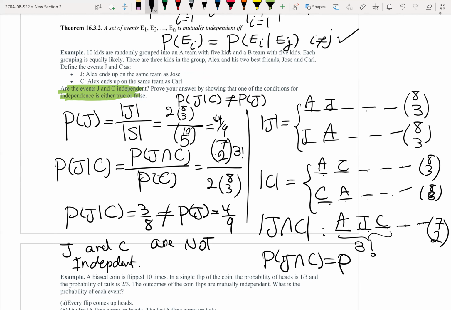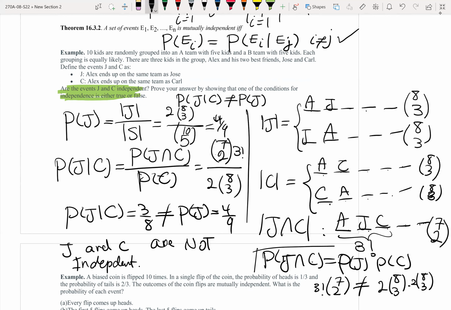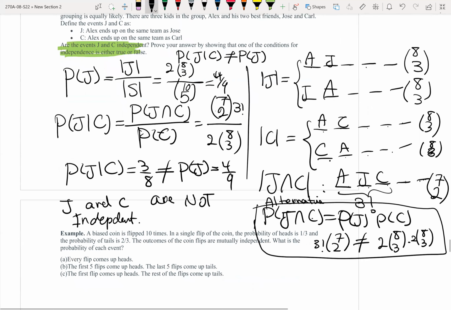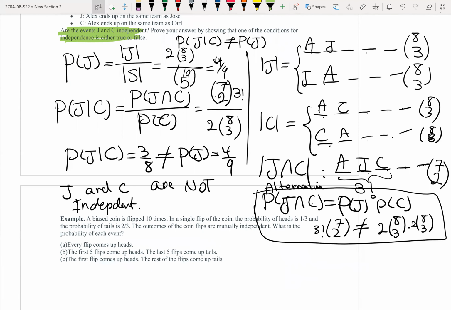But even if I use any other test, saying the probability of the intersection has to be the probability of the first one times the probability of the second one, that also fails, right? So probability of J intersected with C was 2 out of 7 and then 3 factorial, which is not the same as the product of 3 out of 8 for Jose and 3 out of 8 for Carl. It doesn't pass. That means they are not independent, because the probability of the intersection is not the product of the probabilities.